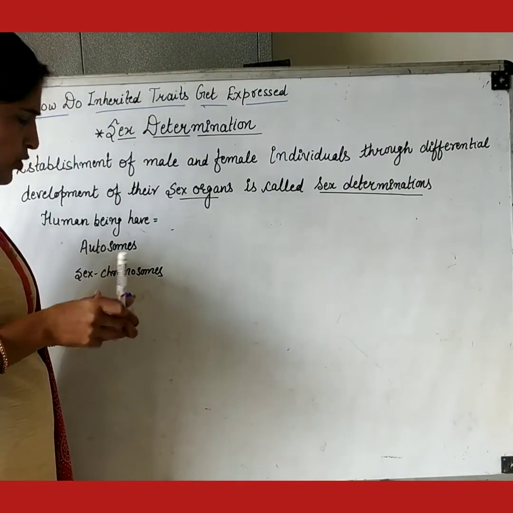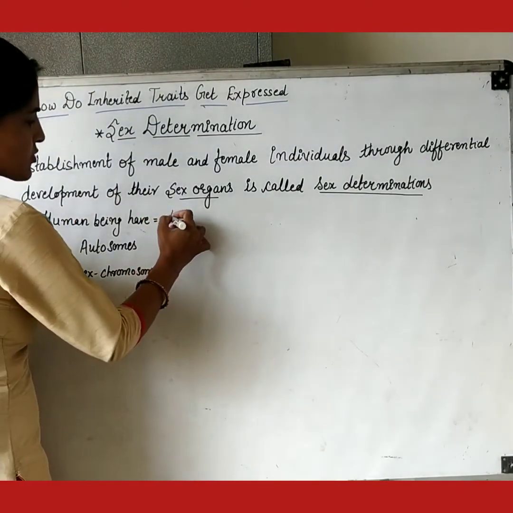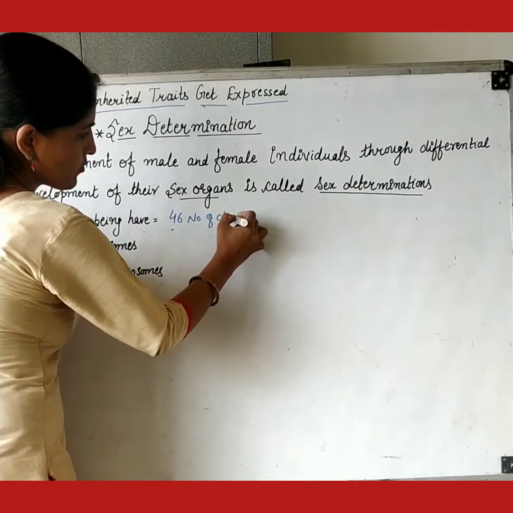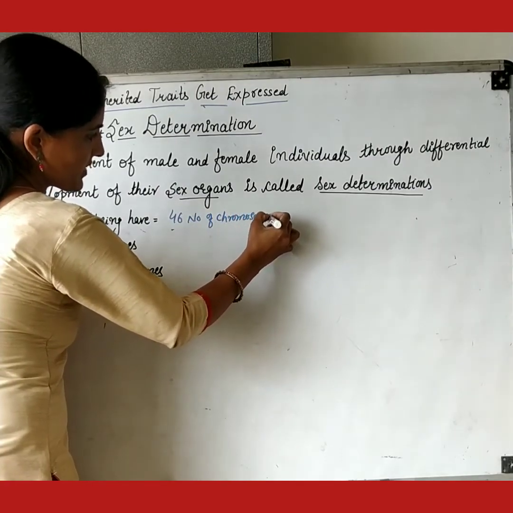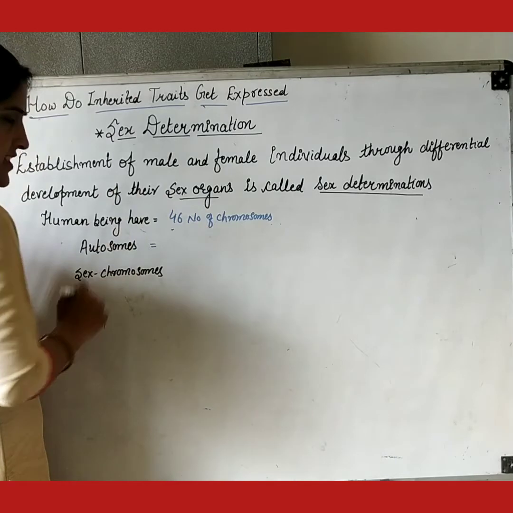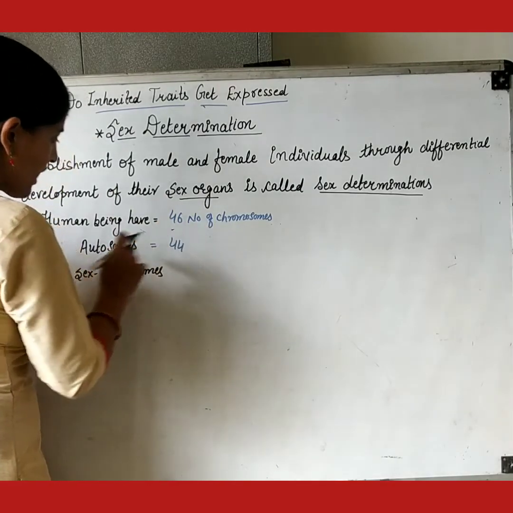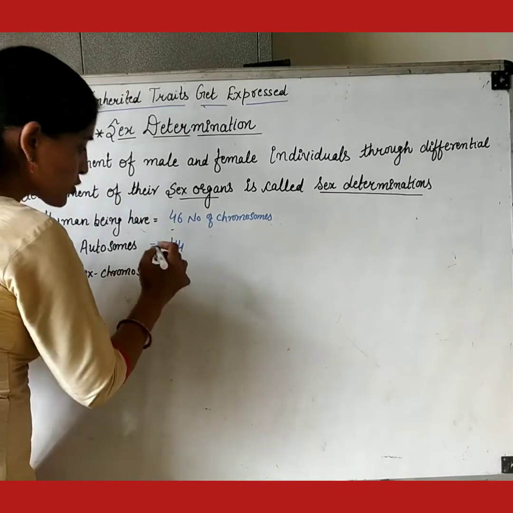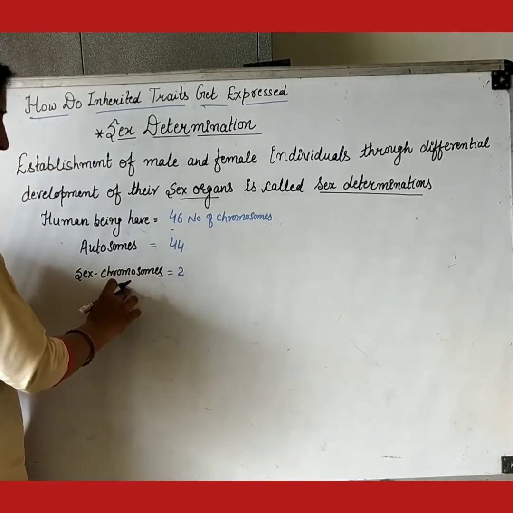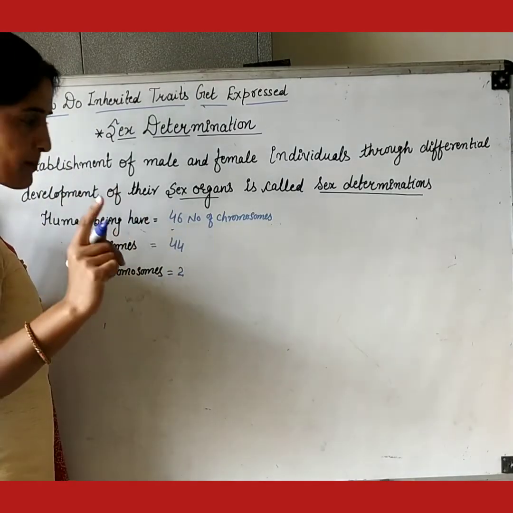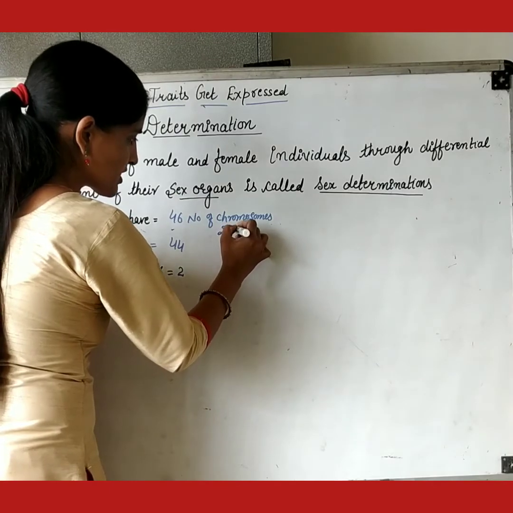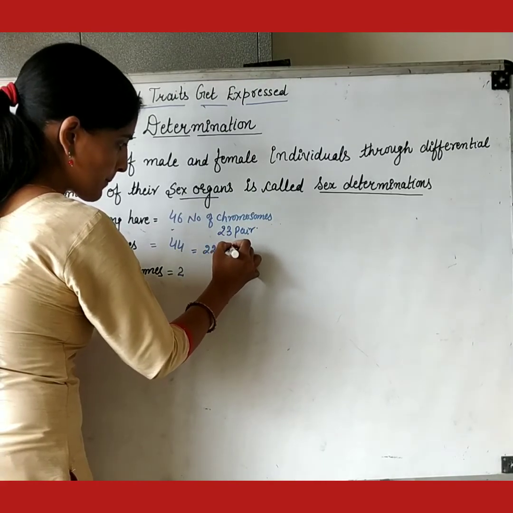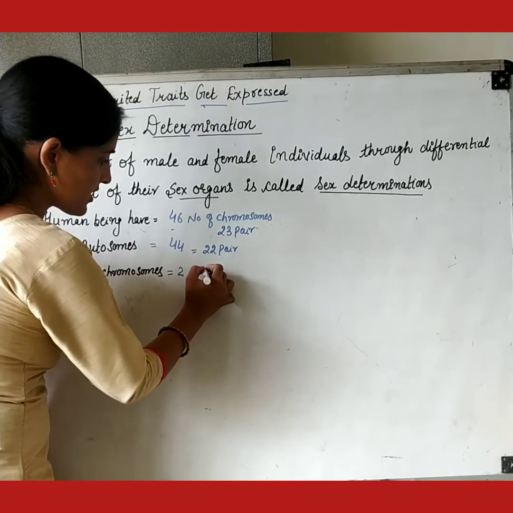Student, we know there are 46 chromosomes in human beings, and out of 46, 44 are autosomes and one pair, meaning 2 chromosomes, are the sex chromosomes. These 46 chromosomes occur in pairs. We can see 23 pairs, and autosomes are 22 pairs and the sex chromosome is 1 pair.